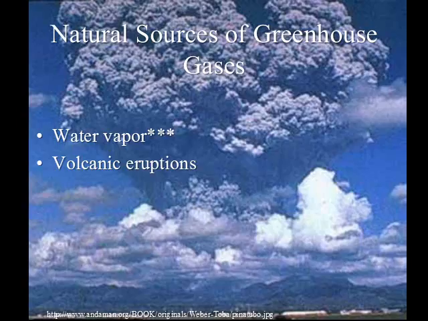So greenhouse gases are natural. We see them on Venus, we see them on Earth, we see them on Titan. The most common source of greenhouse gas in our atmosphere is water vapor. Carbon dioxide is also very common, and those are both from volcanic eruptions.